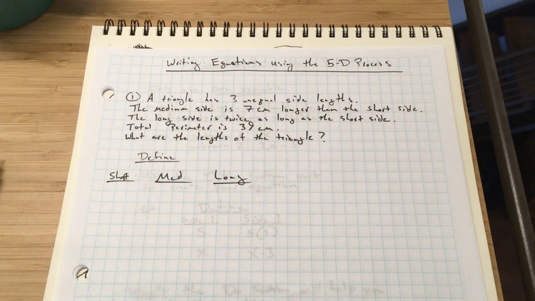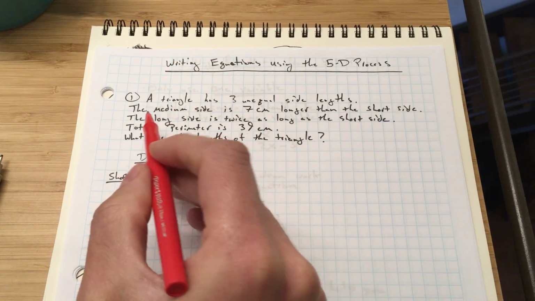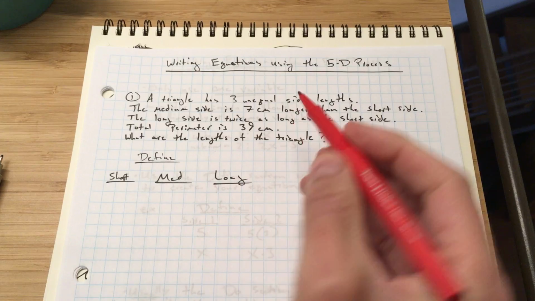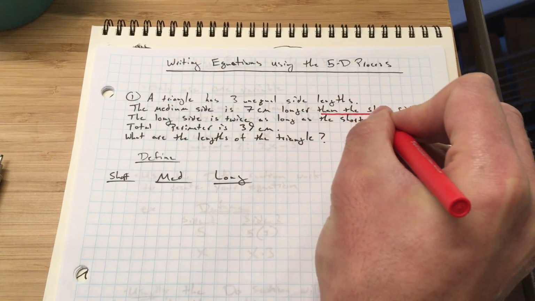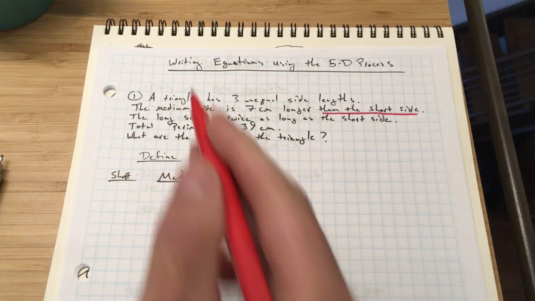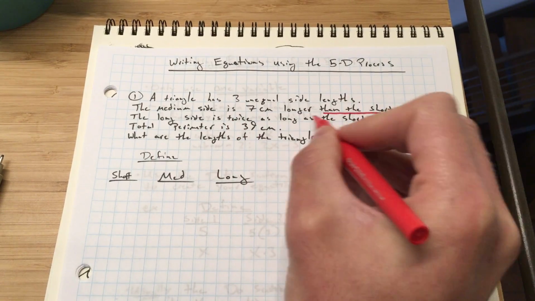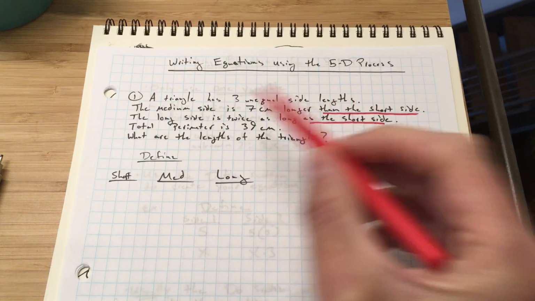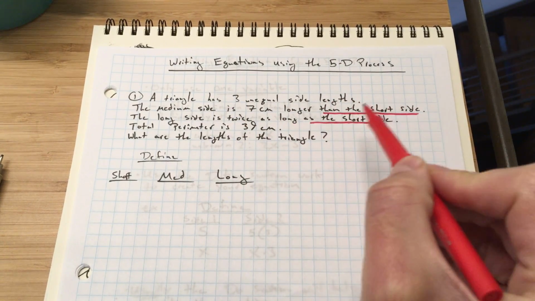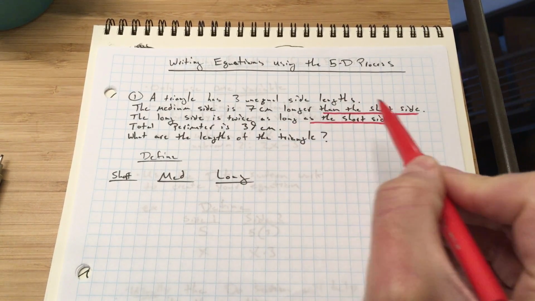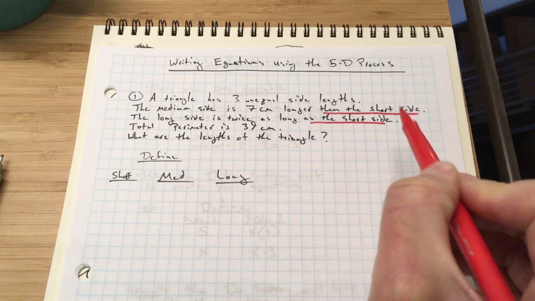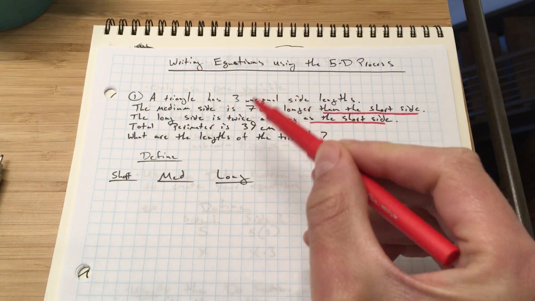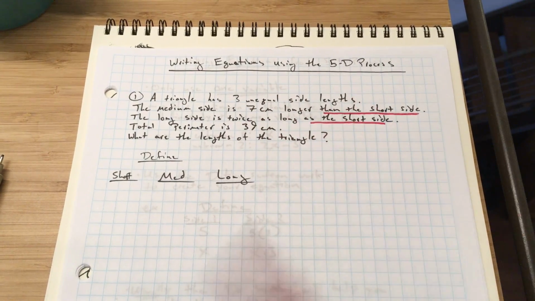And I want you to look at something here. I want you to notice the way they describe the other sides here. They say the medium side is 7 inches longer than the short side. And the long side is twice as long as the short side. When you have two sides that are based on the short side, or based on a single side here, this is the one we're going to define as x. You're going to call this your missing variable x, because you're going to be able to write expressions for the other two sides based on x.